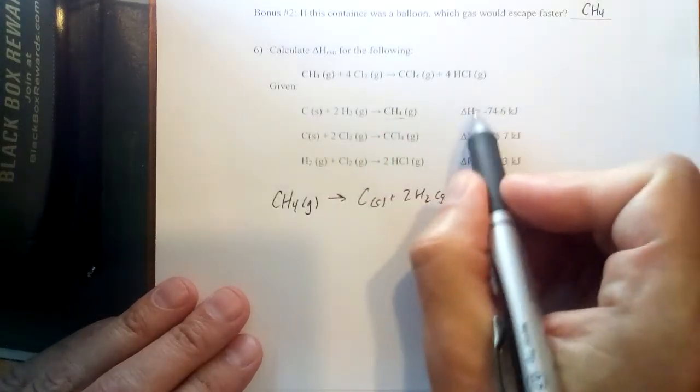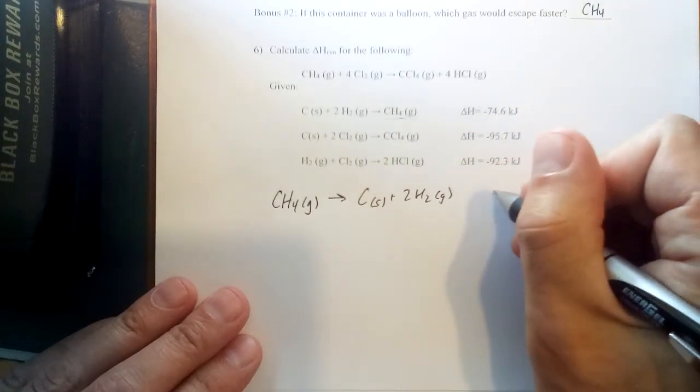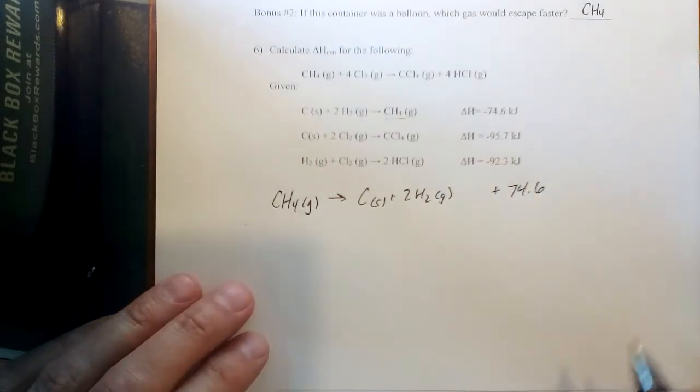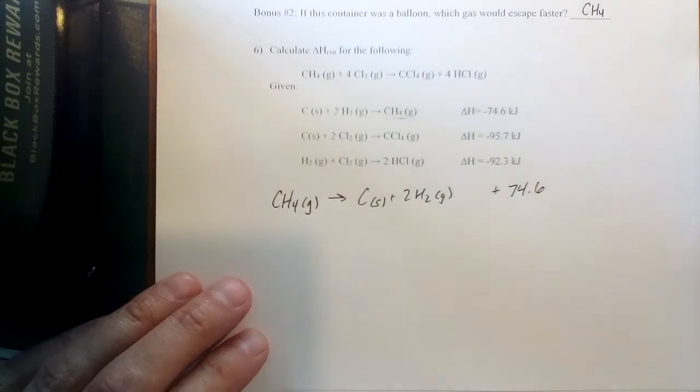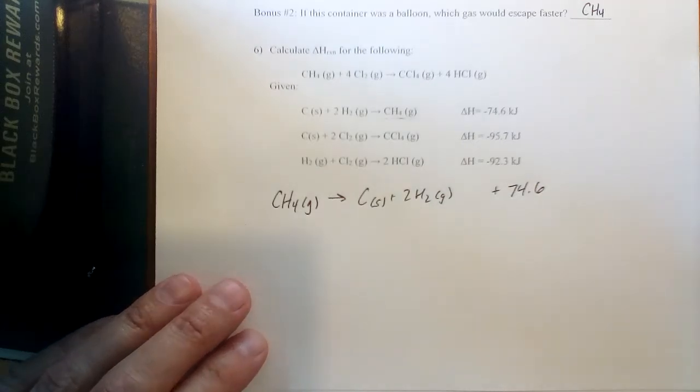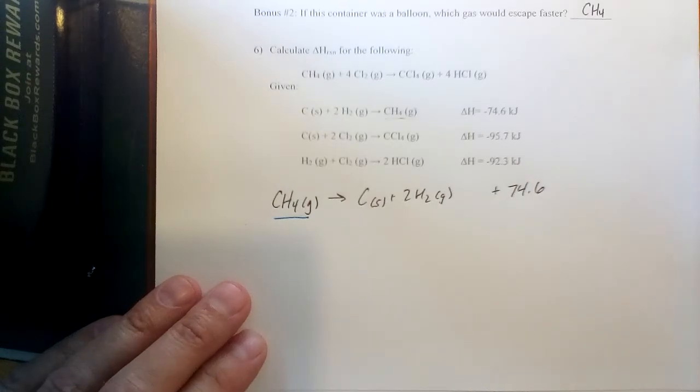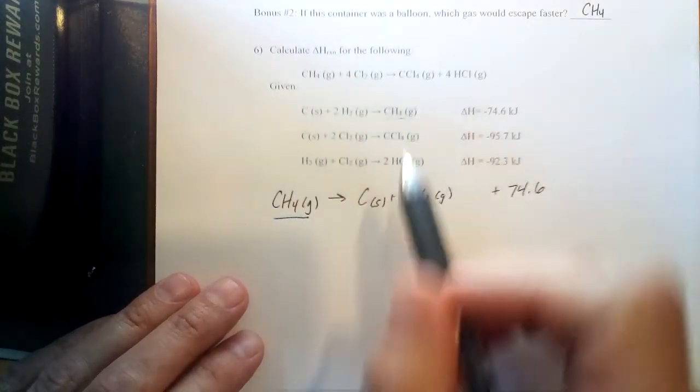And if I reverse the equation, that means the enthalpy would change sign. So the way I'm using it, it's going to be a positive enthalpy. And let me grab one of my other colored pens and just use a little line there to indicate that's one of the things I need to keep to generate my target equation.